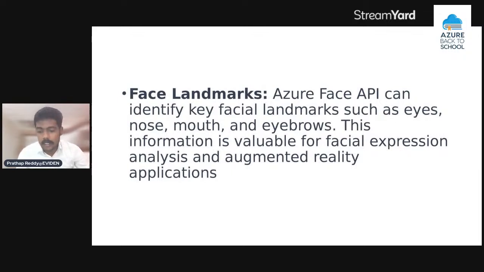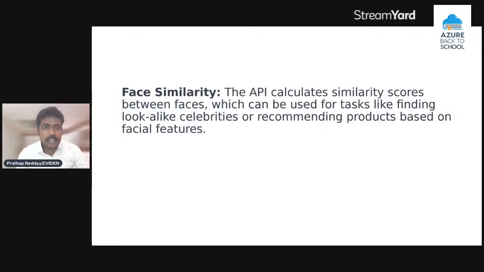Okay, and so we have face similarity. Let's see. The Face API calculates the similarity scores between faces, which can be used for tasks like finding look-alike celebrities and recommending products based on facial features.